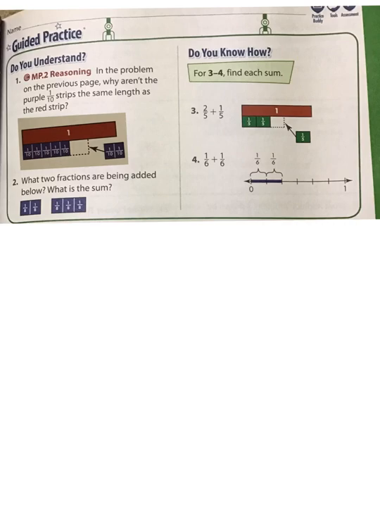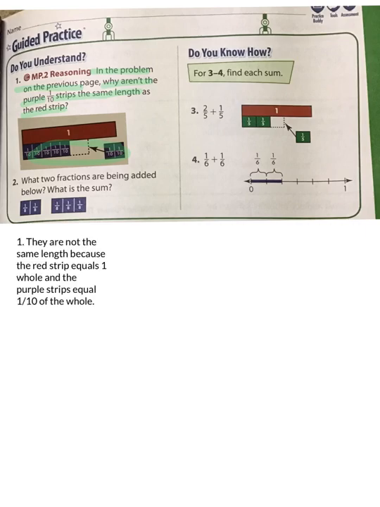Let's do the guided practice together. In the problem on the previous page, why aren't the purple 1/10 strips, which I've added right here, the same length as the red strip? Well, the reason why the purple strips aren't the same as the red strip is because the red strip equals 1 whole, and the purple strips equal 1/10 of the whole.